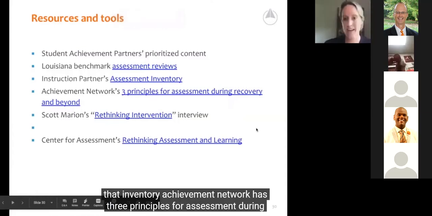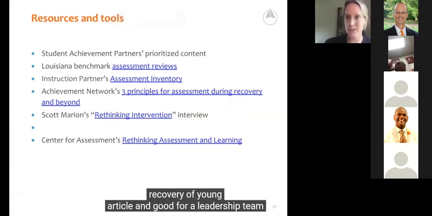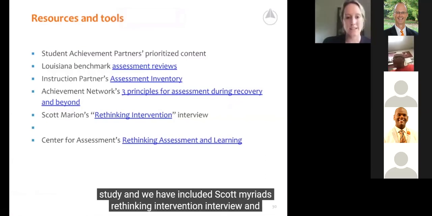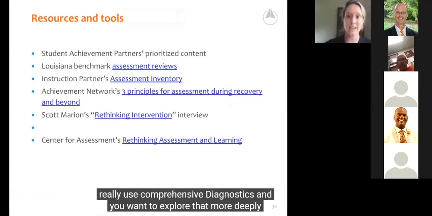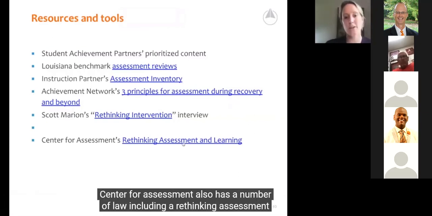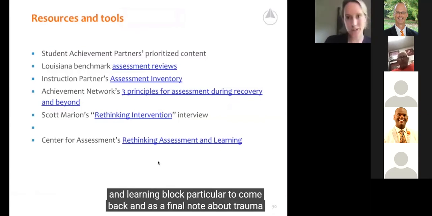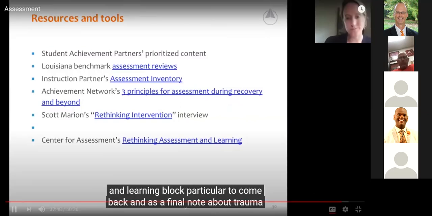Achievement Network has 3 principles for assessment during recovery and beyond. Great article and good for a leadership team study. And we have included Scott Marion's Rethinking Intervention interview and encourage you to take a look at that, particularly if you're getting pushed to really use comprehensive diagnostics and you want to explore that more deeply. Center for Assessment also has a number of blogs, including a Rethinking Assessment and Learning blog, particular to COVID.